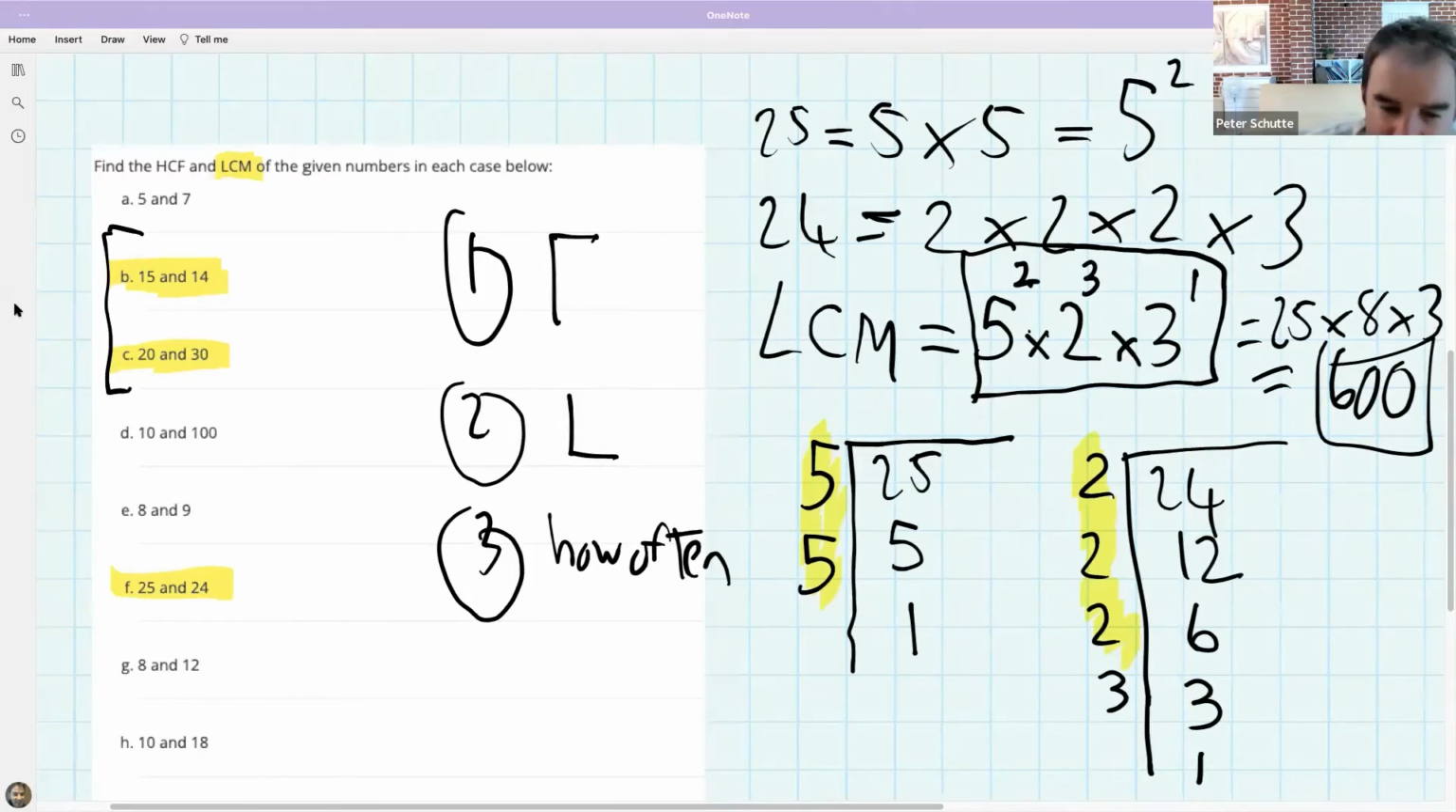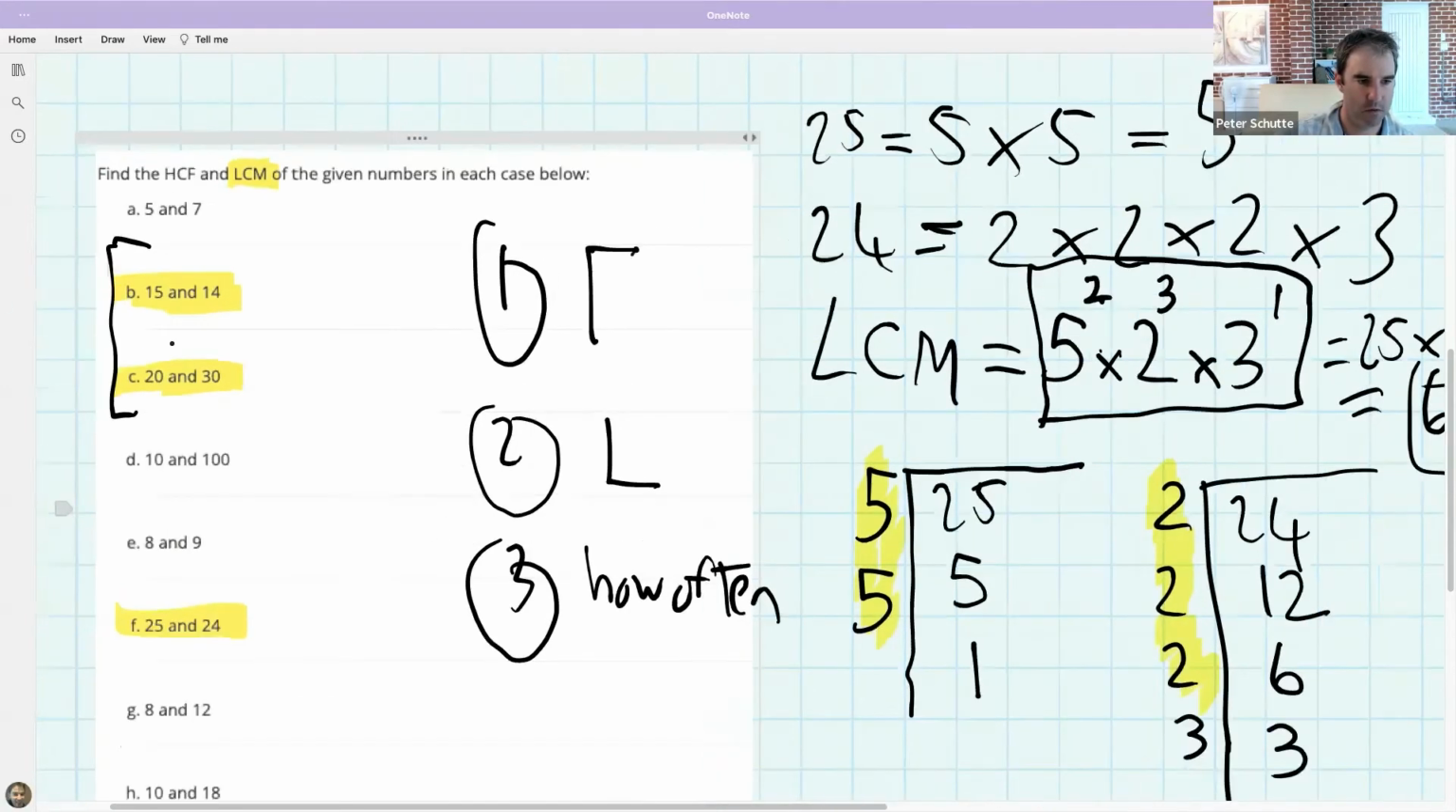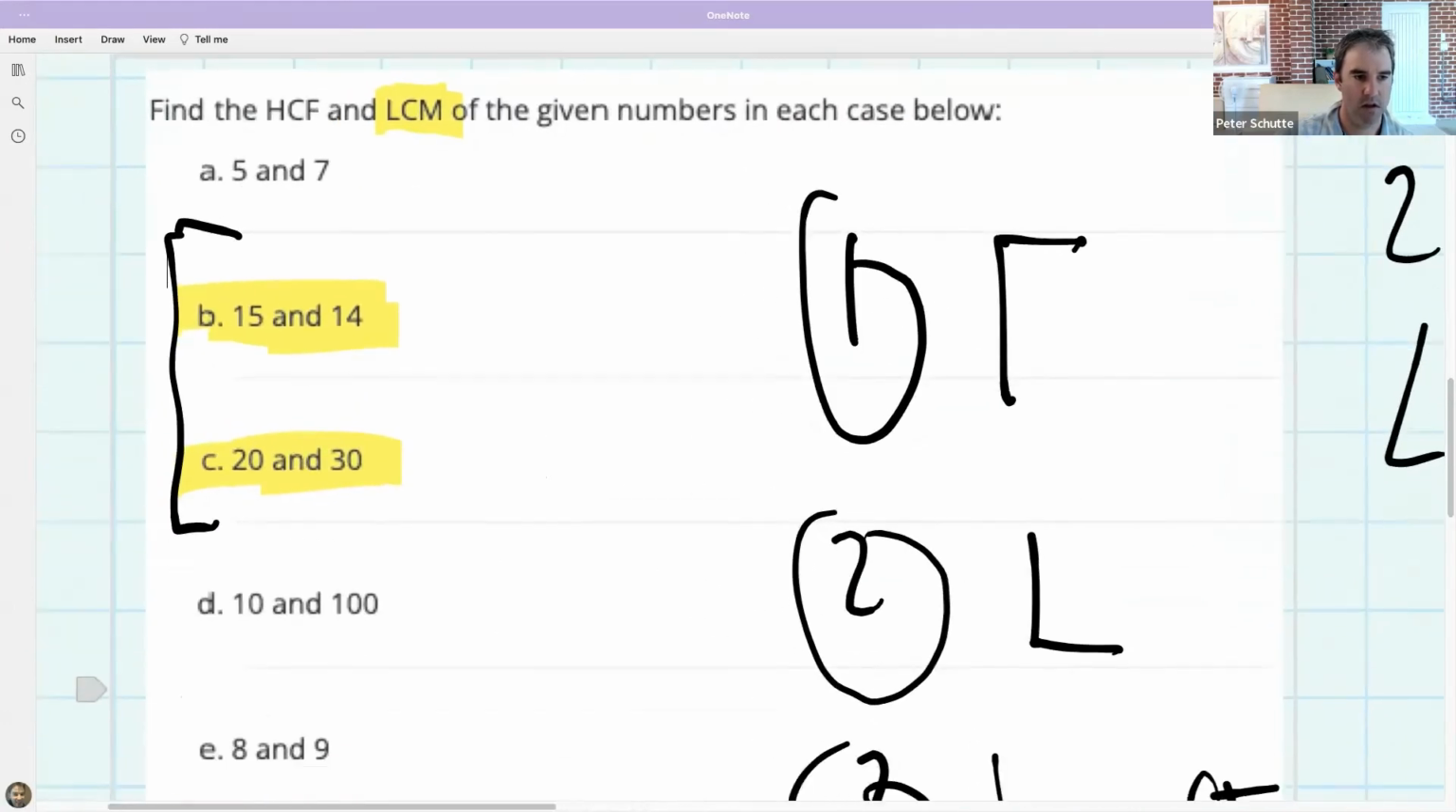Okay, Anya, anything that I need to know about from the chat stream? No, so do you mind just zooming in a little bit for us, as the numbers on the left are quite small? There we go.